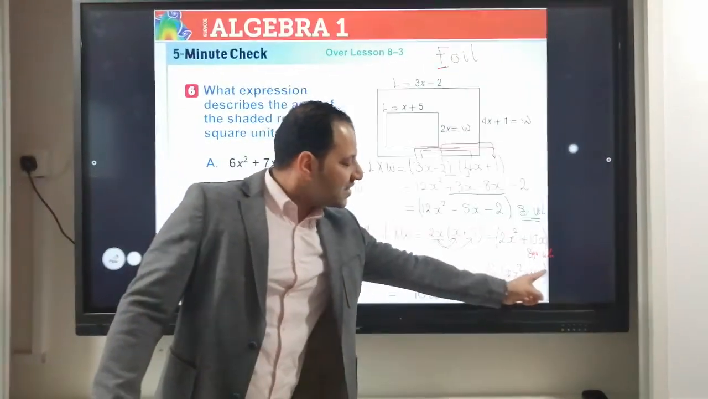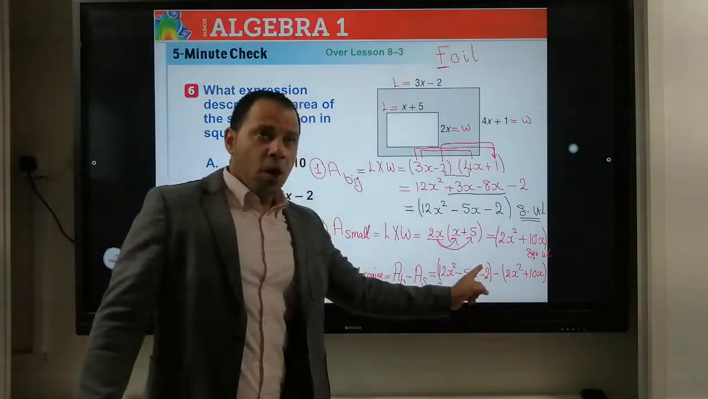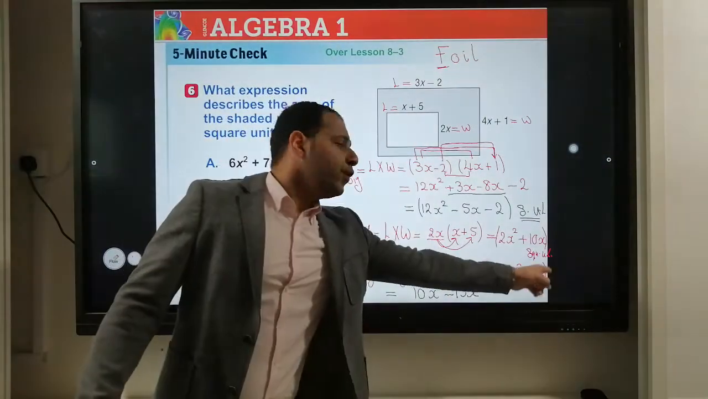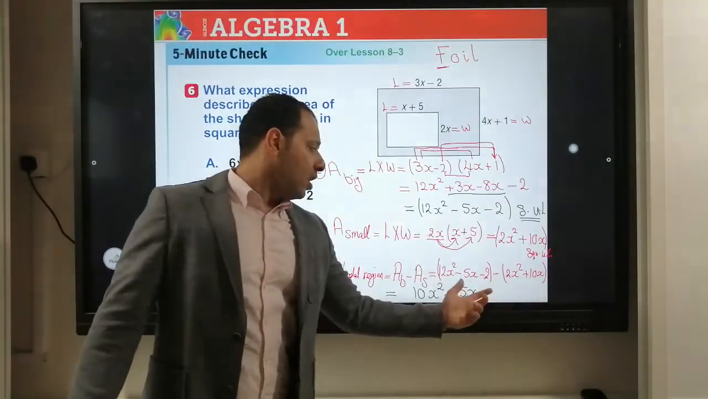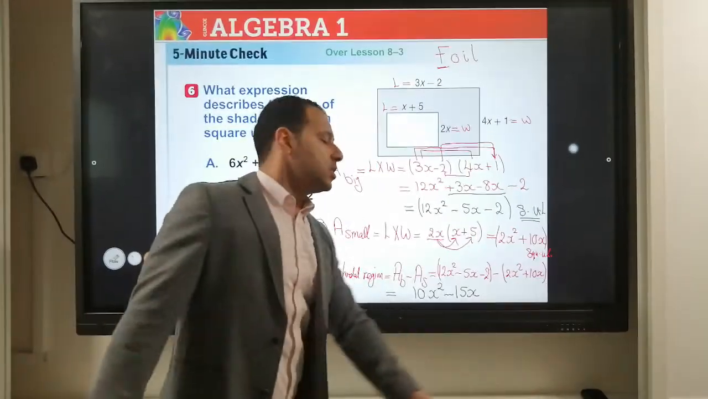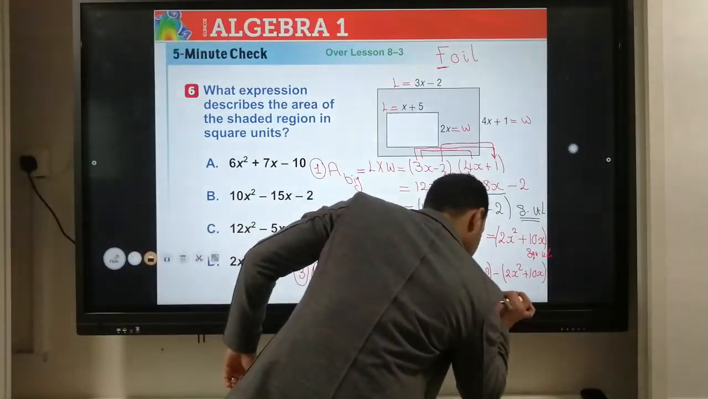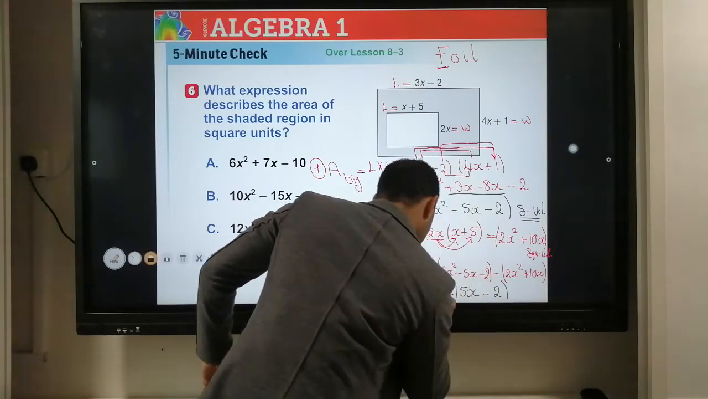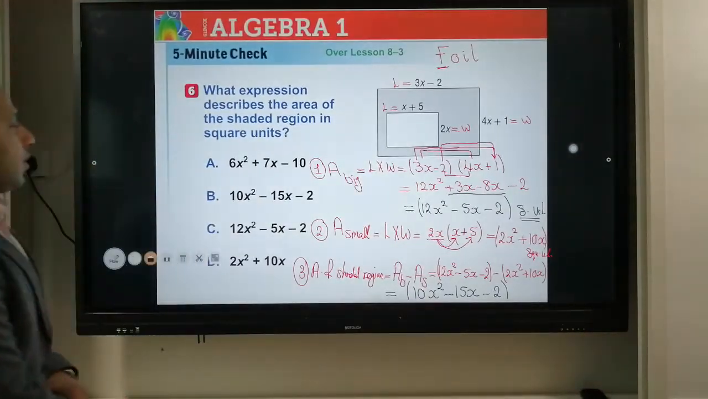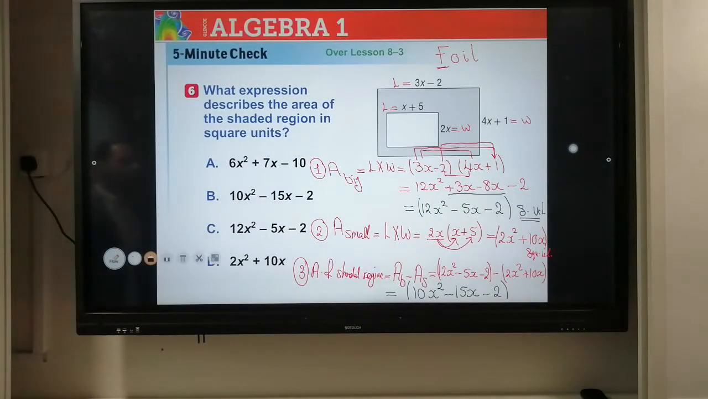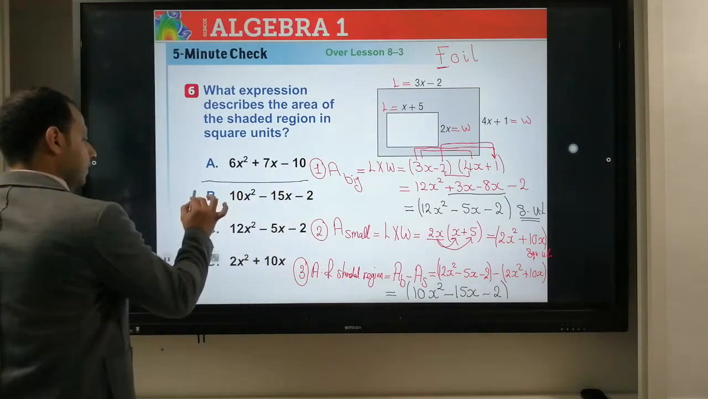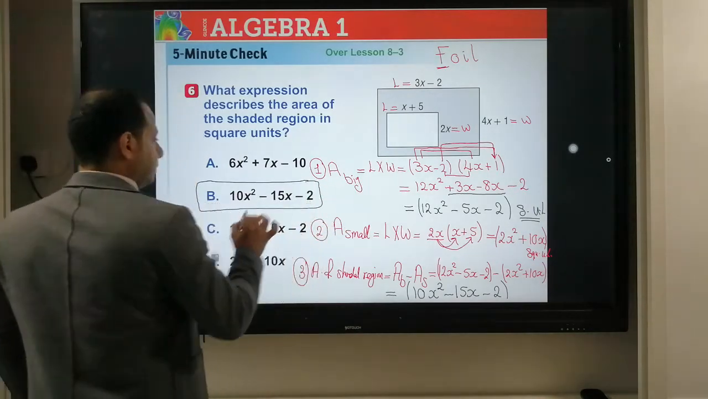Negative 2 minus 0. We don't have here a free term or a constant. So negative 2 minus 0 is still as it is, and this is our answer. This is our answer, which is 10x squared minus 15x minus 2, which is letter B.